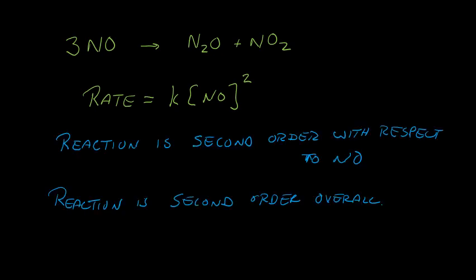All right. Since there is a 2 up here, since that exponent is a 2, that means that it is second order with respect to NO. And since NO is the only species here, the sum of all of the reaction orders is also 2. So the reaction is second order overall. All right. I want to show you one more of these because it's a little bit weird.